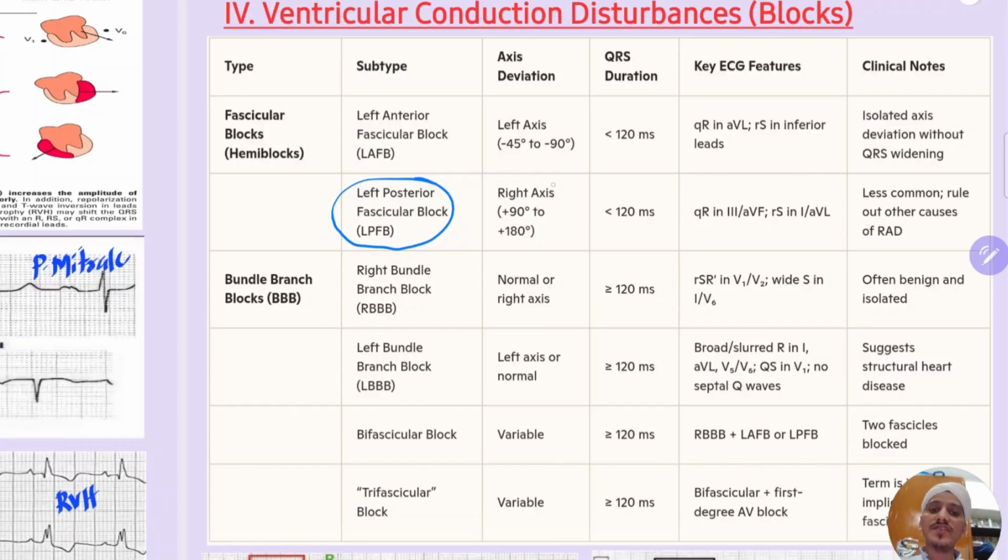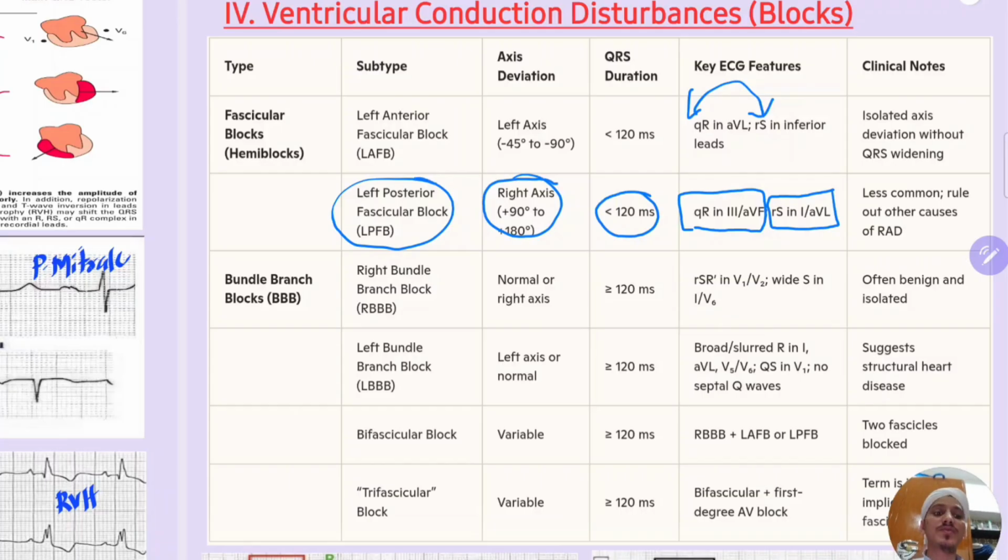When the posterior fascicle is blocked, there will be right axis deviation, but the QRS duration remains the same, that is less than 120 milliseconds. Again, now this will be reversed. Now you will see a QR pattern in the inferior leads and an RS pattern in the lateral leads. That you should remember.